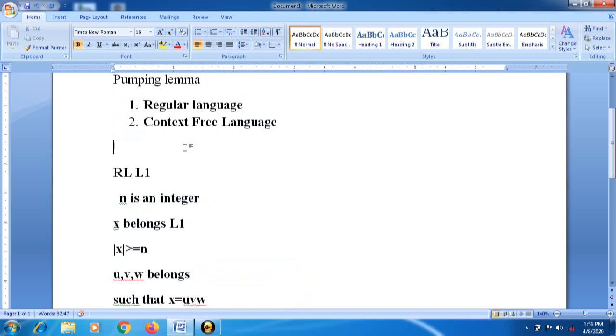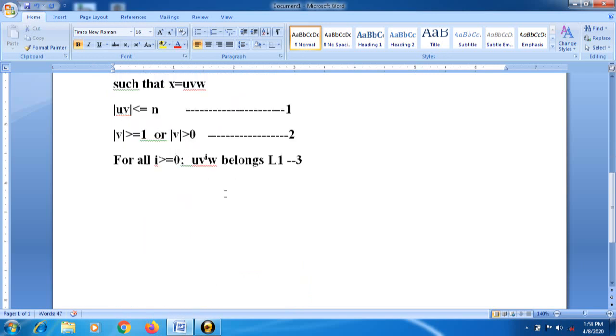Then the second case is what? Context free language. So we will see the proof for context free language. For regular language, we considered three values, that is U, V and W. But for context free language, we will consider a total of five strings. So the second part is context free language.